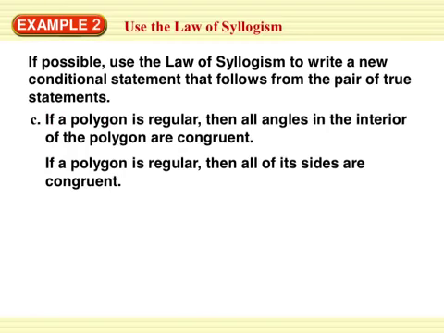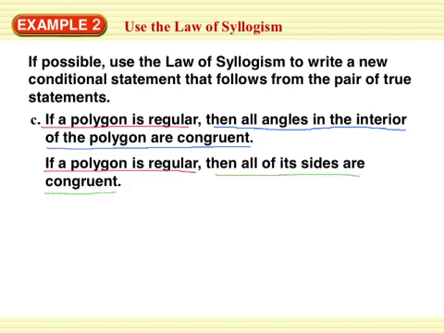Okay, let's try this last one. If possible, use the law of syllogism to write a new conditional statement that follows from the pair of true statements. I'm going to color coordinate this the best I can. Let's do red. If a polygon is regular, then all angles in the interior of the polygon are congruent. Then we're back to the beginning. If a polygon is regular, and here I have a different conclusion, then all of its sides are congruent.